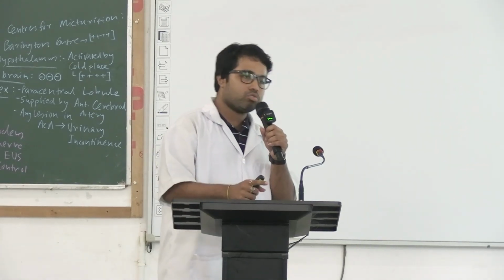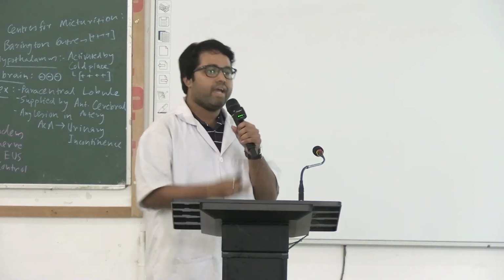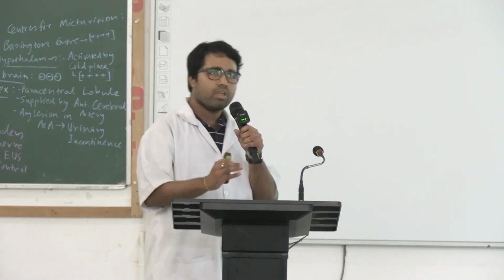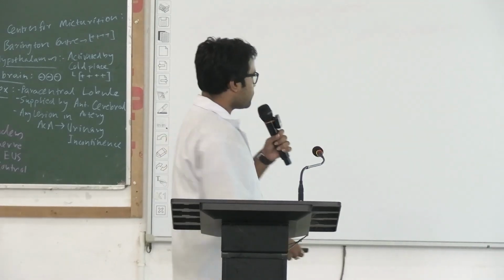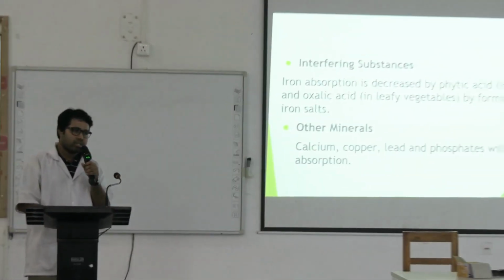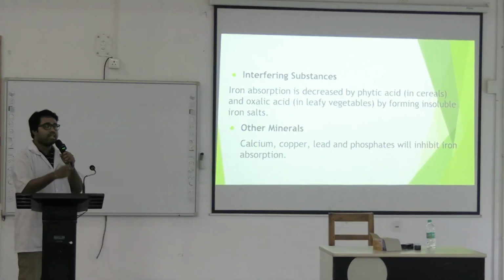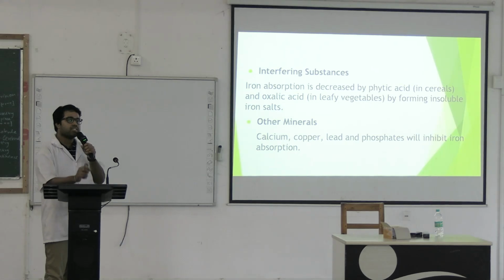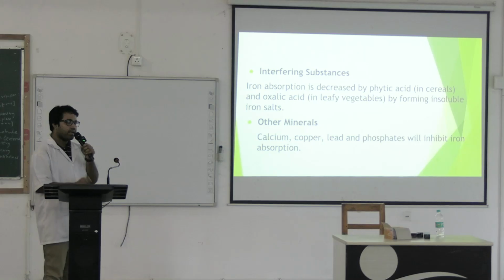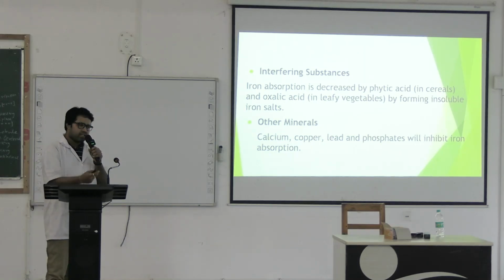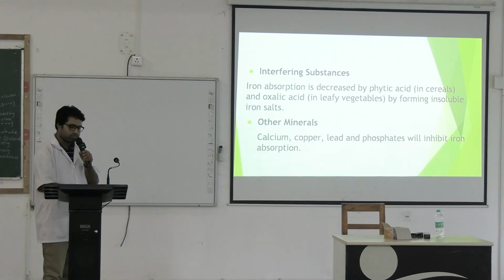Ferric ions are reduced to Fe2+ ions with the help of gastric HCl, ascorbic acid and cysteine. So these substances favor iron absorption. Now, interfering substances like phytic acids in cereals and oxalic acids in leafy vegetables inhibit iron absorption by forming insoluble iron salts. Next is other minerals. Calcium, copper, lead and phosphates inhibit iron absorption.